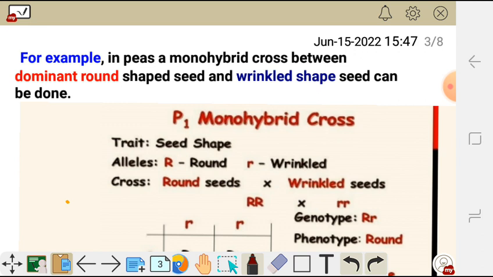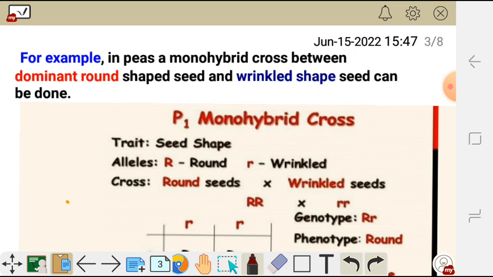In this case, we are going to say a dominant round shaped seed is homozygous, which means all the alleles are dominant, and a wrinkled seed, let's say it has recessive alleles. For a seed to be wrinkled, it must have recessive alleles. Recessive alleles are alleles which cannot express themselves in the presence of a dominant allele.